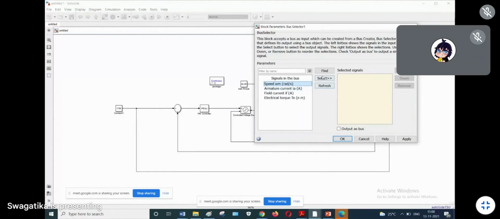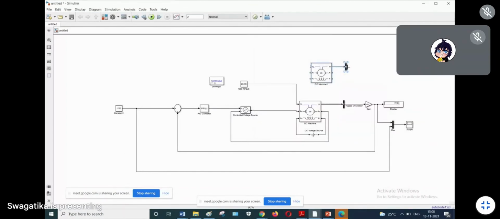Click on speed, then select. Okay, then you will get a single line. That is your speed. Here you can see it is already written speed, omega m, radian per second. Yes or no?